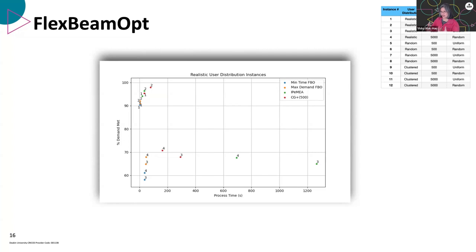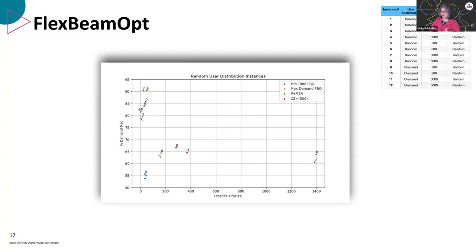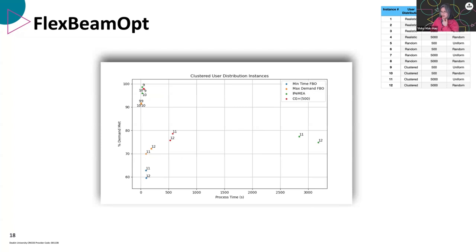So these are the results for the realistic user distribution instances, and it's very similar to the random user distribution instances. But for these ones, you can see some clear improvements, even for IPMIA compared with the first 2 algorithms. And the improvement is clearer, even for the clustered user 5,000 user instances. For instance, 11 and 12, IPMIA did much better than the FlexBeamOpt 1, 2, 3.